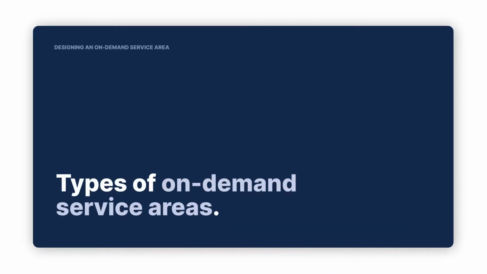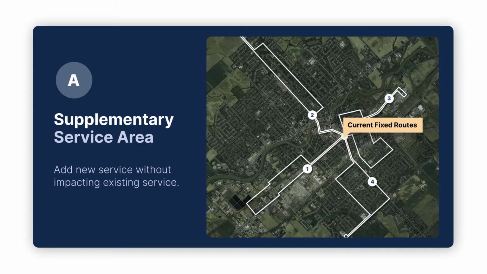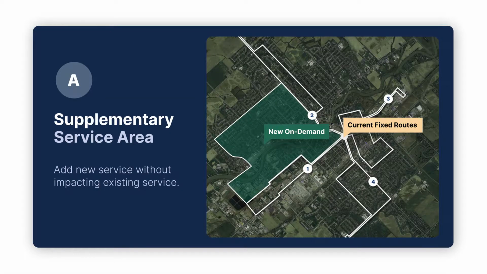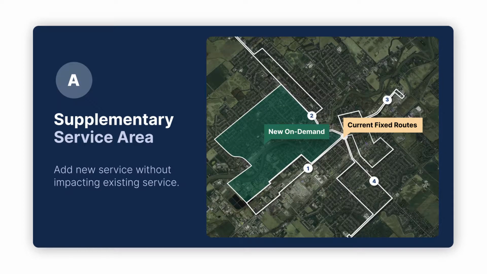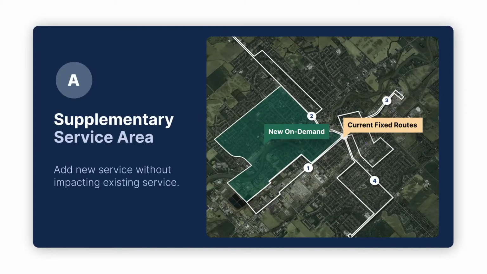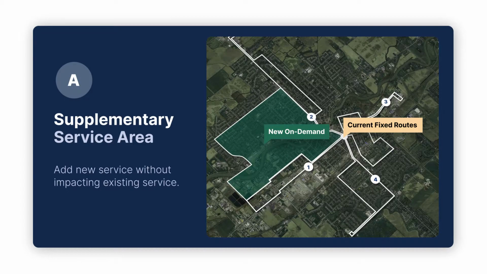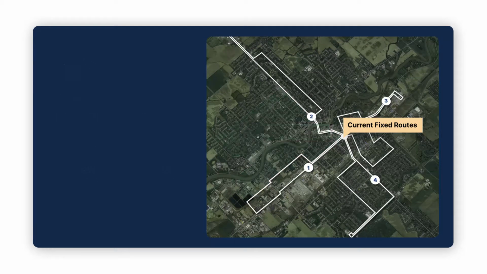Different models of on-demand transit, or ODT, serve different goals. The most straightforward model is a supplementary service, which introduces ODT to completely new, unserved areas without altering the existing system. The goal of a supplementary service is to provide transit access to underserved populations. This approach helps foster transit equity without needing to rethink the entire system.